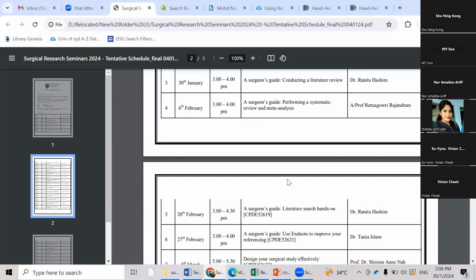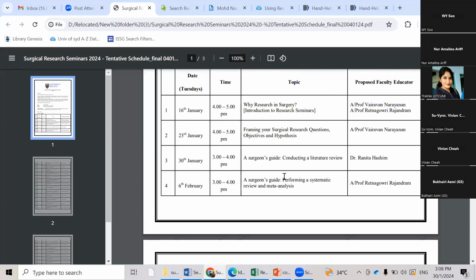Of course, when it comes to literature review, it is giving some idea on how you are going to write your literature review. The previous session you had with Prof. Vairavan was on the research questions, objectives, and hypotheses. So the next is also how to conduct a literature review.